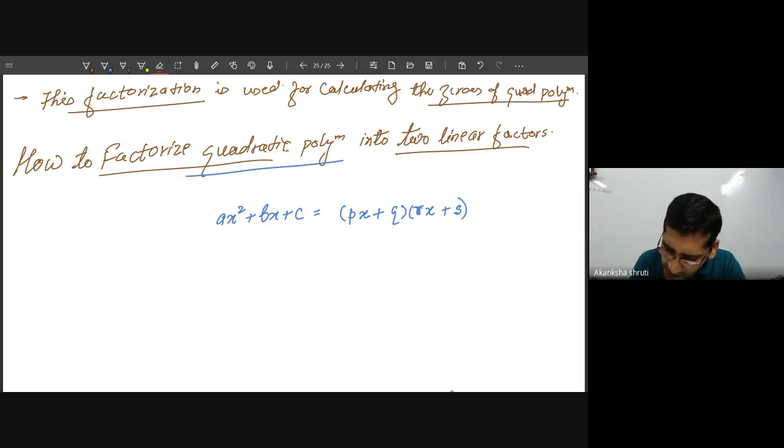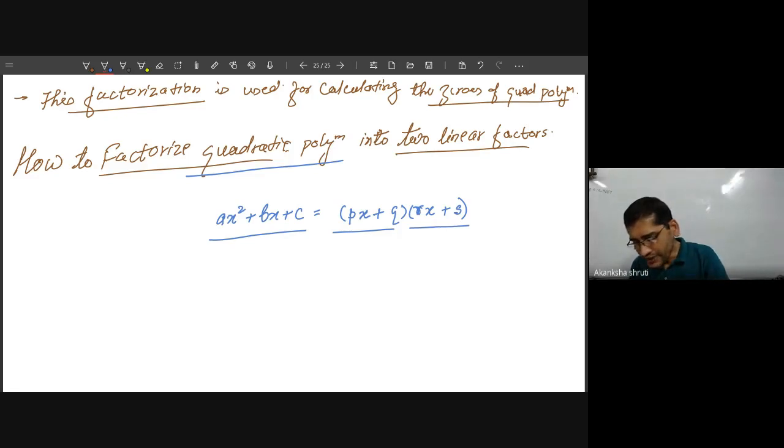Means, a student, I can equate this quadratic polynomial as the product of two linear factors. So how to get these first bracket px plus q and rx plus s, this we want to know.